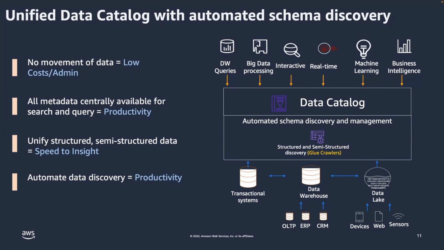Once you have your data registered in the data catalog, that makes it easily available for the various tool sets that you have. For example, it could be a data warehouse query coming from Redshift, or big data processing that you're doing using EMR, or maybe a machine learning model that you're running using Amazon SageMaker. So regardless of the tool that you are using to process the data, the data catalog makes it a lot easier to access that. What that essentially means is all that metadata is centrally available for search and query, which will make your data democratized and make that data truly consumable.